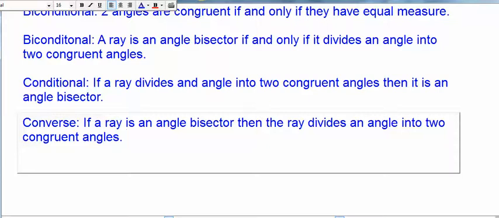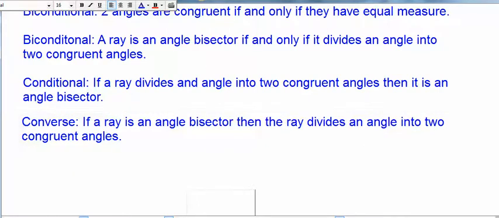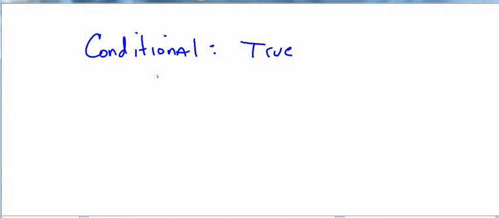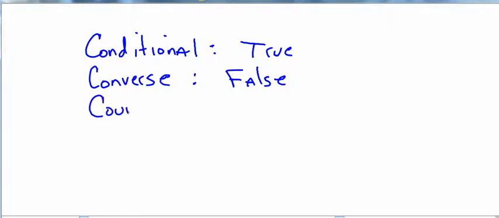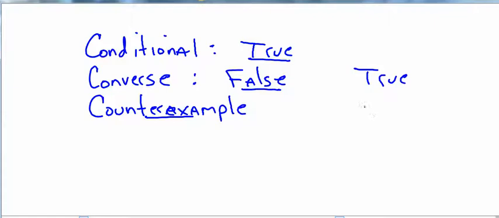Alright, let's say this then. What if you're given a conditional? Let's say your conditional is true. What are you going to do next? Converse. What if you write the converse and it's false? What are you going to do next? Nope, you're just going to write a counterexample. If you write the conditional and it's true, you're going to write the converse. If the converse is false, you're going to write a counterexample. If the converse is true, what are you going to write? A biconditional. Good.